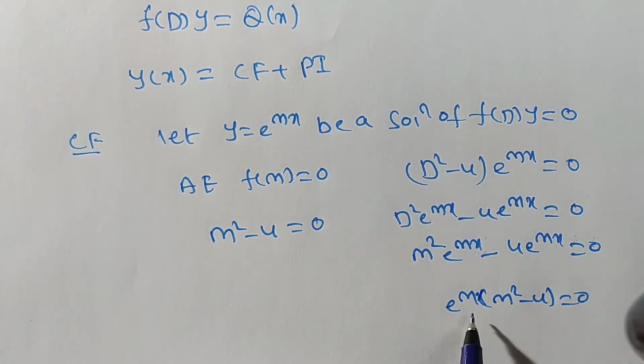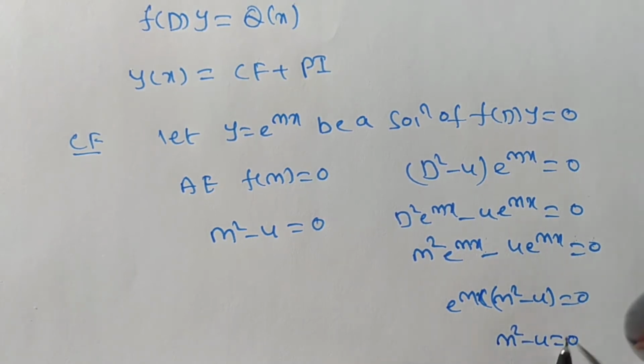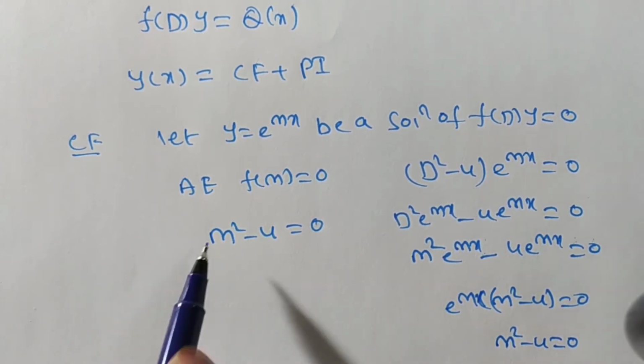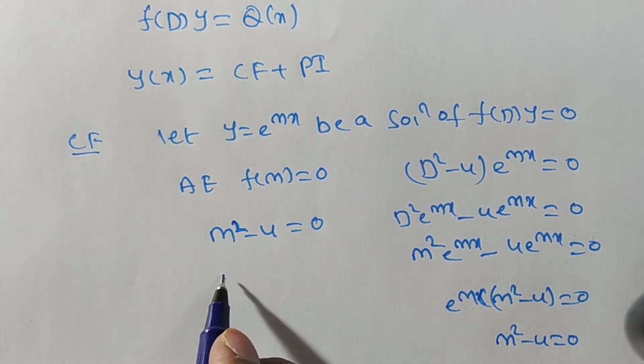Now whenever the product of two functions is equal to 0, either the first function is 0 or the second function is 0, or both are 0. But in this case, e^(mx) is never 0. So obviously m² − 4 = 0. So I treated this as f(m) = 0. Now we need to find the roots of this auxiliary equation.